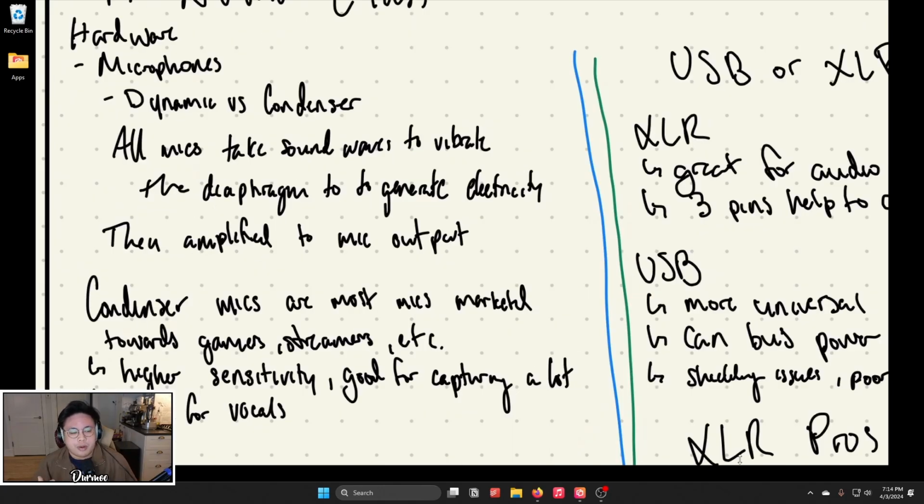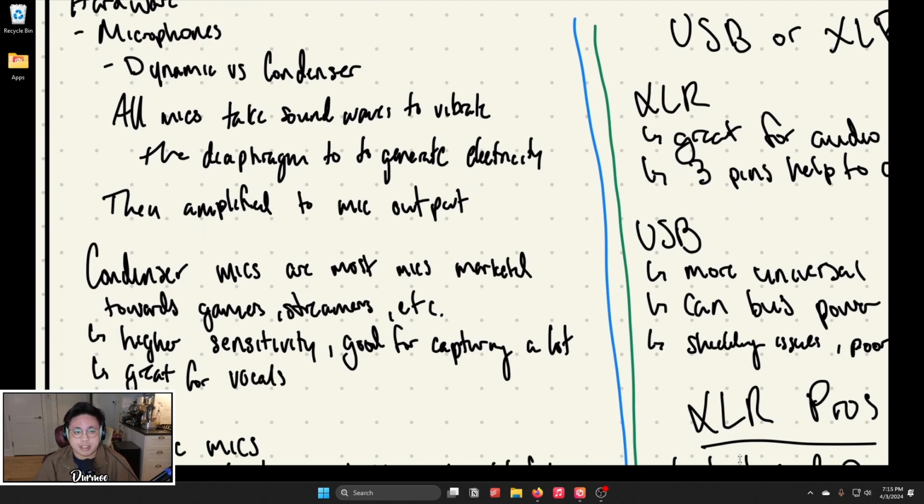All microphones, essentially the way that they work is they take sound waves to vibrate a component inside the mic called a diaphragm. And when that sound wave vibrates that diaphragm, it generates electricity, and that electricity is then amplified within the mic to essentially generate a mic output. So now, why is that important, and how does that affect dynamic versus condenser?